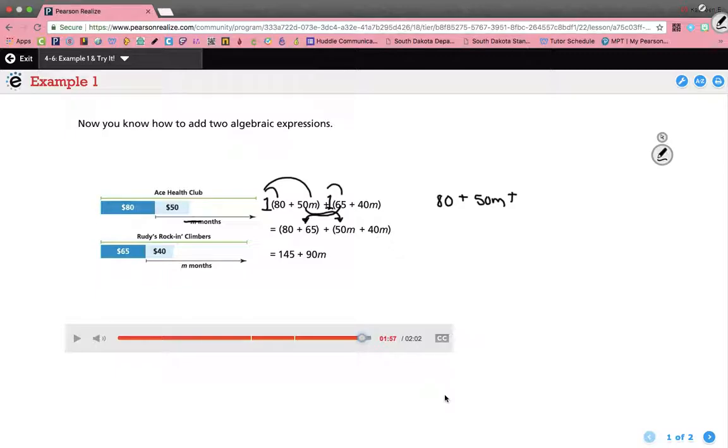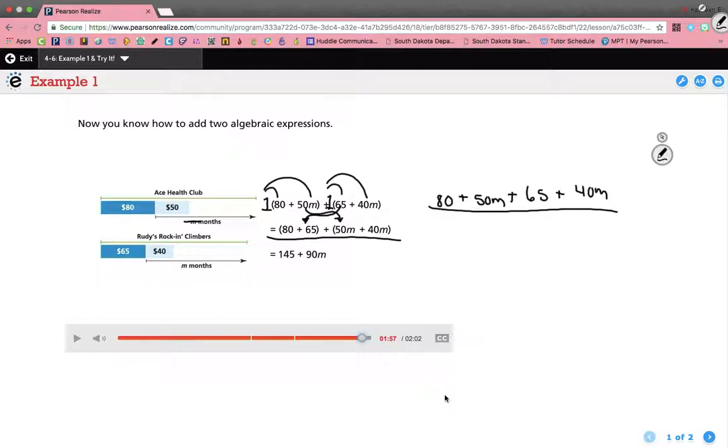Then it's 1 times 65, which is 65, and it's 1 times 40m, which is 40m. Okay, that's where they get to. This here is pretty much the same as this here. Okay, we can combine like terms, which is what they're doing here.